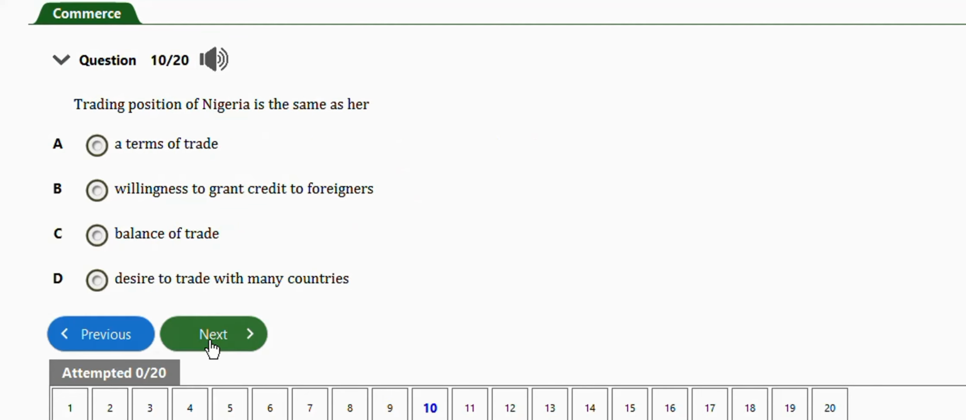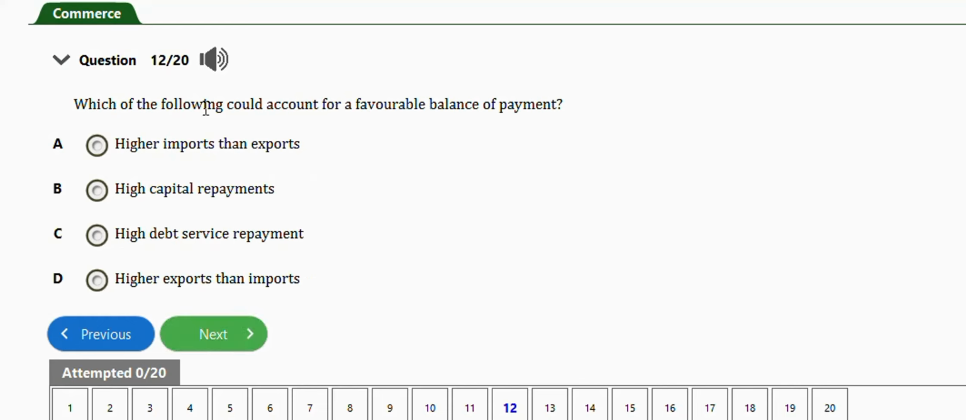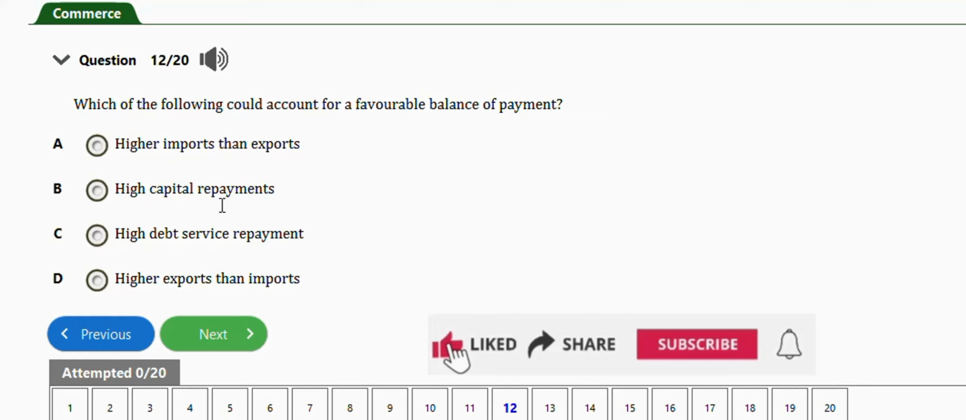Next question, this one, it says trade position of Nigeria is the same as. So this is a repeat question. The right answer is option C, balance of trade. Okay. Next question, which of the following could account for a favorable balance of payment? Okay, favorable. So it will have to do with higher exports than imports.